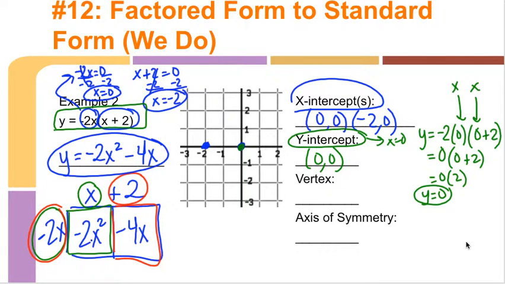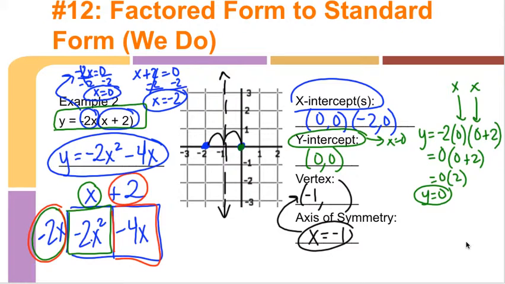To find my vertex, I need to find the halfway point. So I notice here I got 2 spaces. So half of that is just going to be 1 space. So I found my axis of symmetry is equal to -1. And now I can substitute that into my equation to find the y value. So I do the same thing that I did with the y-intercept, but I'm going to substitute in -1.